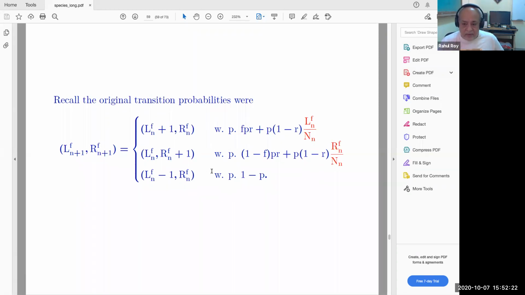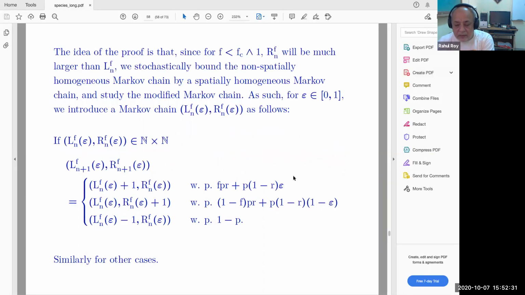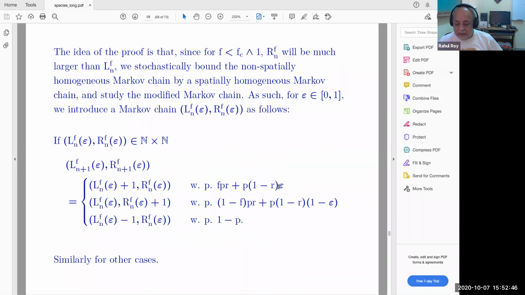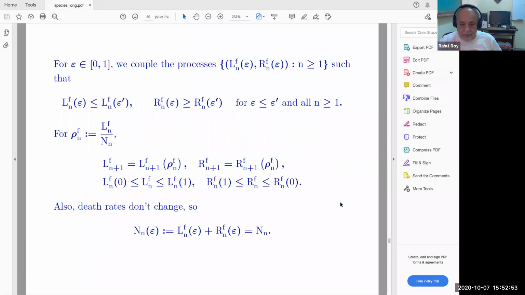And the death rates have nothing to do with the total population, or the population to the left or to the right. What we are doing is introducing a new Markov chain where, instead of this L^f over N, because we have an idea that the ones to the left would not contribute much, I am changing it by the quantity epsilon, and the ones to the right would be the major contributors, so I am making it 1 minus epsilon.